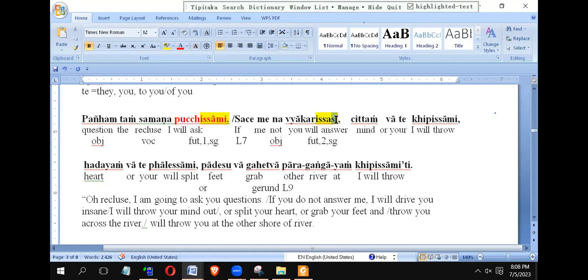Is via kari, isa si. Then hipasami also future first person singular, right? So you can see here, all of you should be able to identify what kind of verb it can be, right? So this is a verbal termination.